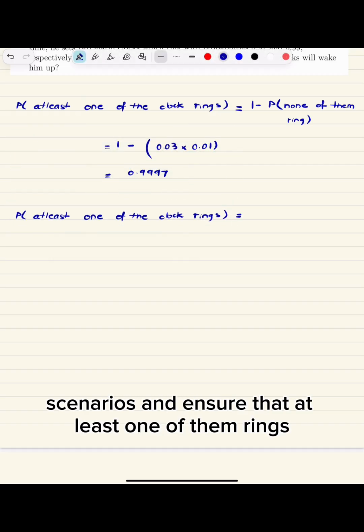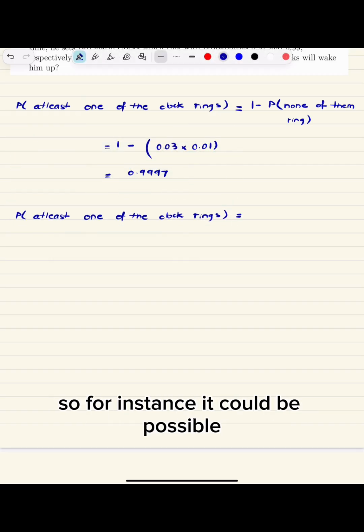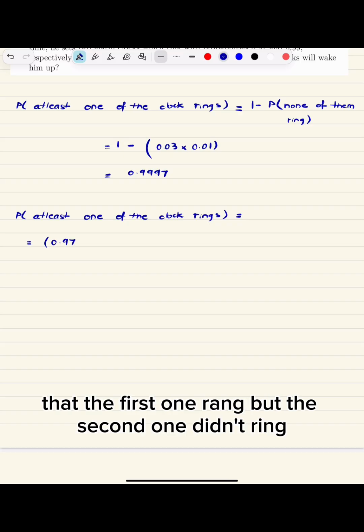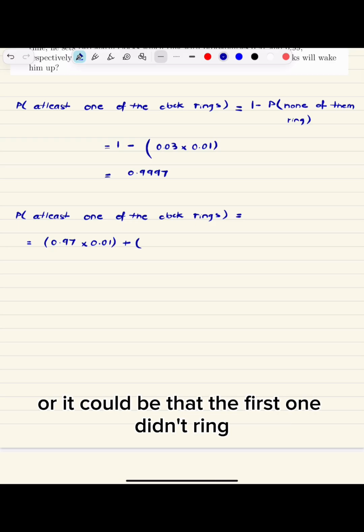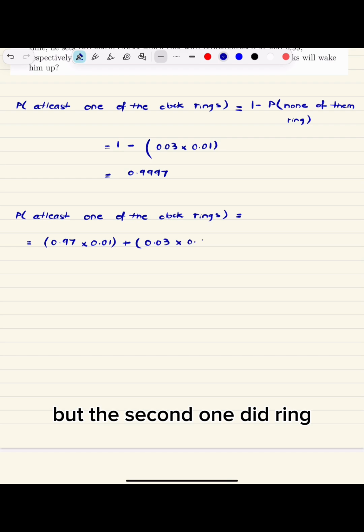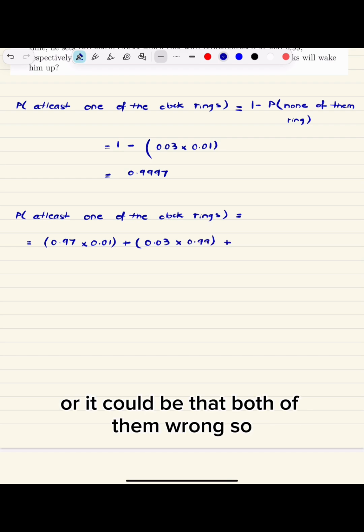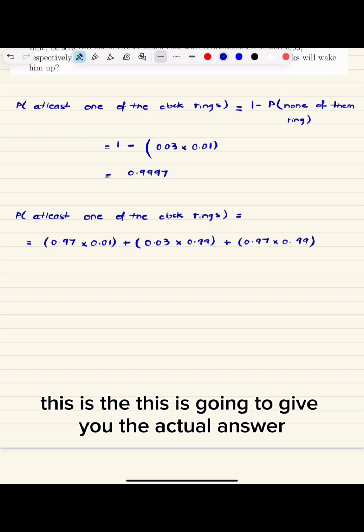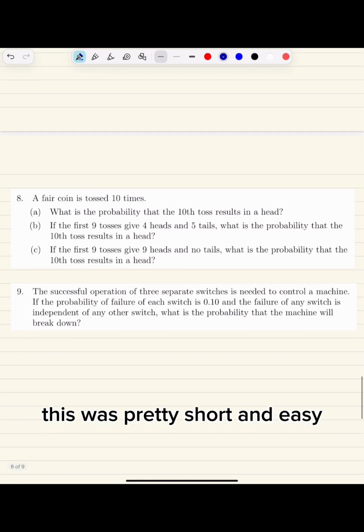Another way that you can do this is to look at all possible scenarios that ensure at least one of them rings. For instance, it could be that the first one rang but the second one didn't, or the first one didn't ring but the second one did, or both of them rang. This is going to give you the actual answer. This was pretty short and easy.